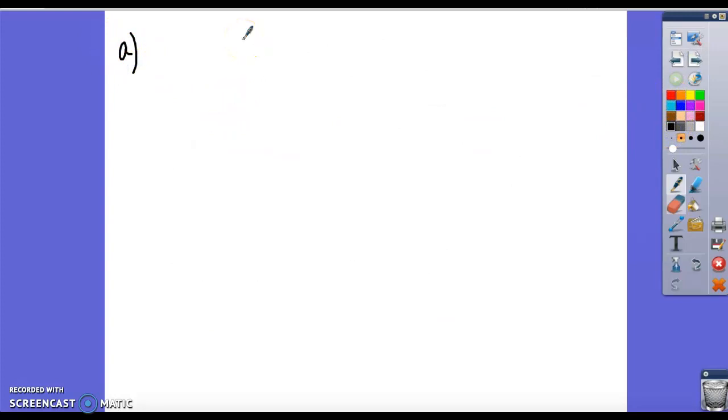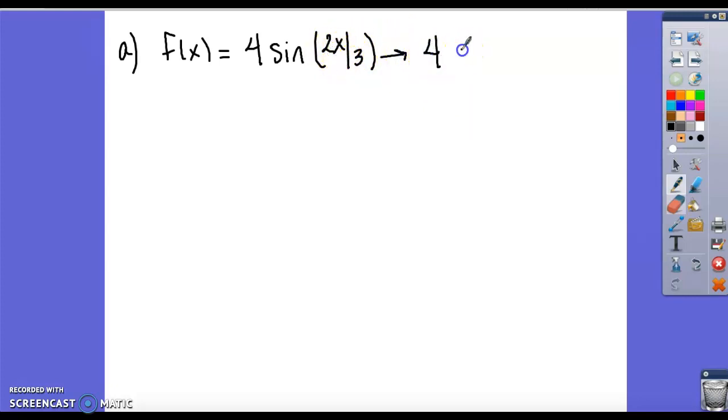The first one is f of x equals 4 sine of 2x divided by 3. Remember, to find the period, we need to write this so that x is not included in this fraction. So you could write it as 4 sine of 2/3 x. We're just going to pull that fraction out so it helps us find the period.